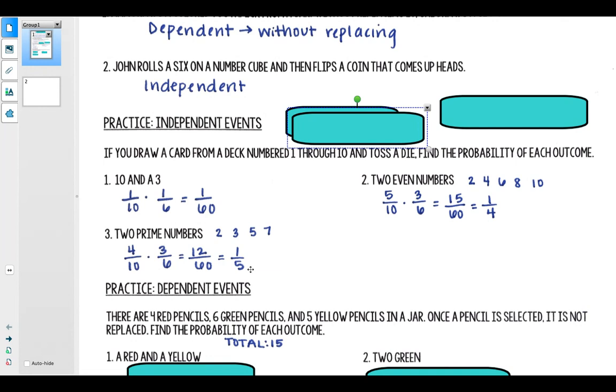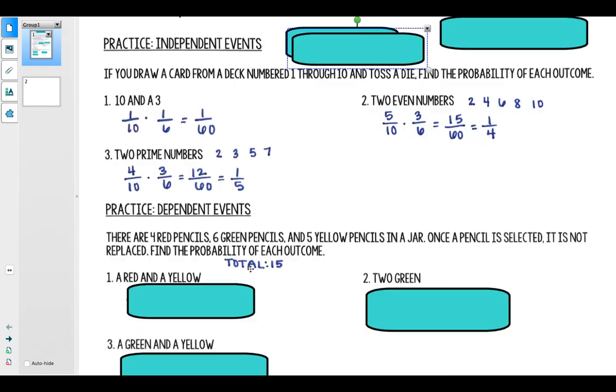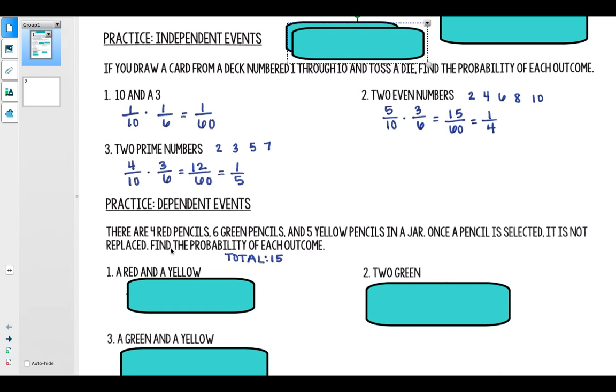Let's look at some examples for dependent events. So our scenario says there are 4 red pencils, 6 green pencils, and 5 yellow pencils in a jar. Once a pencil is selected, it is not replaced. Find the probability of each outcome. So the first thing we should do is figure out how many pencils are in the jar. 4 plus 6 plus 5 is going to get me 15. Here, we're not replacing them. So what's the probability of picking a red pencil and then picking a yellow pencil?